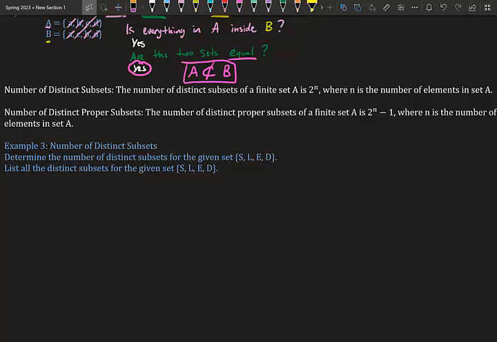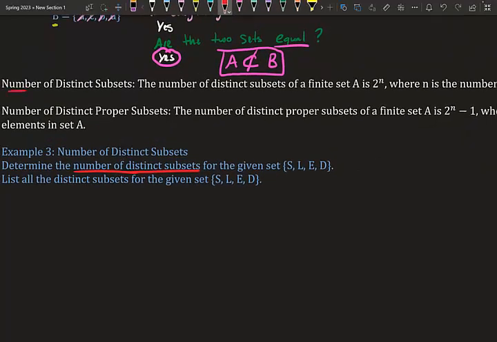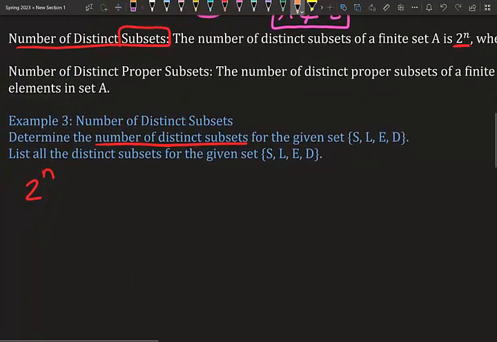Example 3. Number of distinct subsets. Determine the number of distinct subsets for the given set SLED. Then we're going to list all the distinct subsets for the given set SLED. All right, so we're talking about finding the number of distinct subsets. So the number of distinct regular subsets is 2 to the power of n. N is how many elements you have in your set.